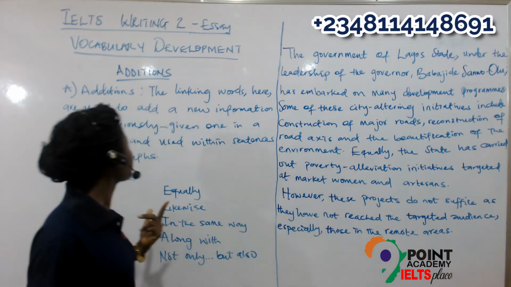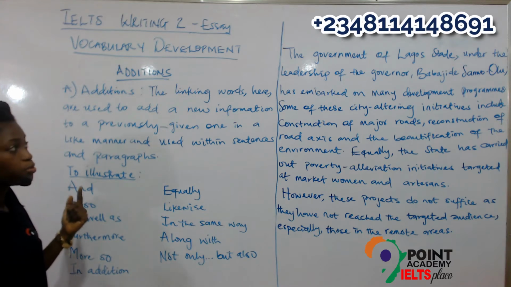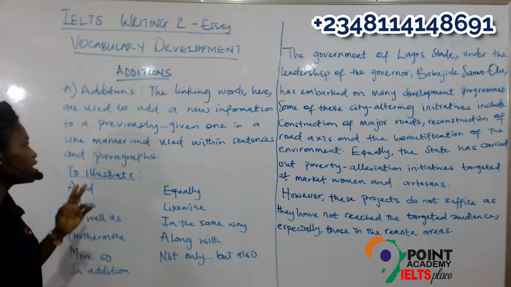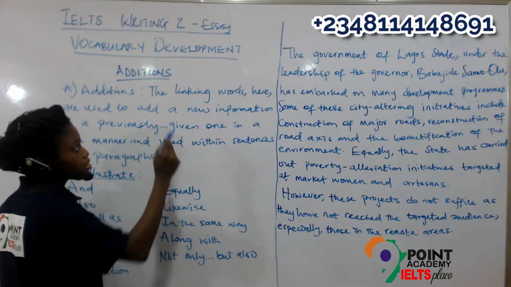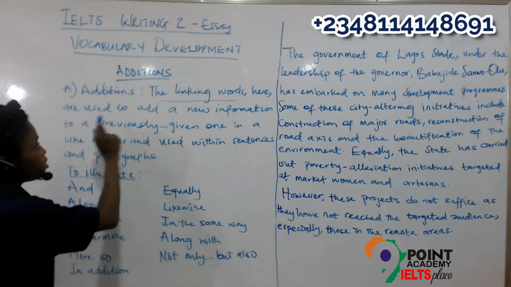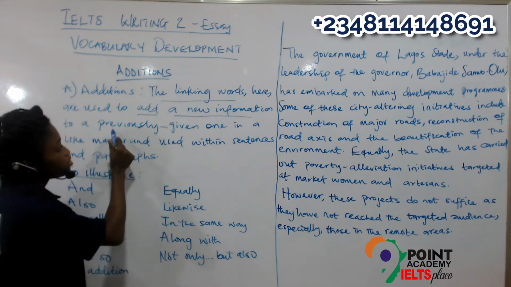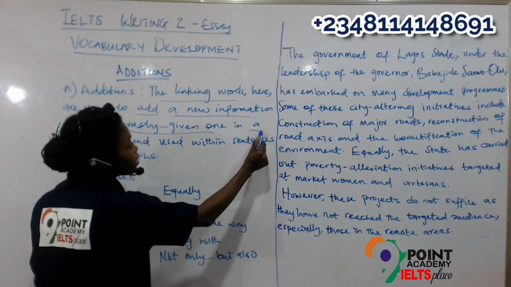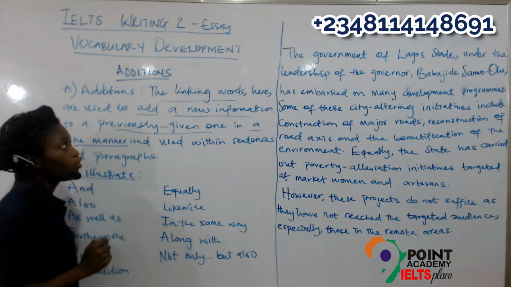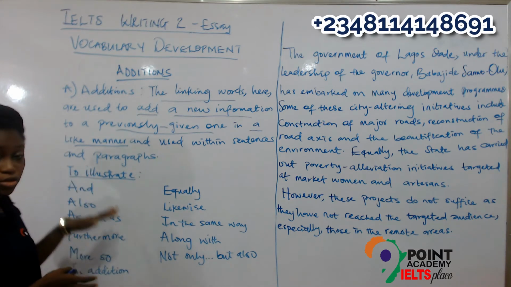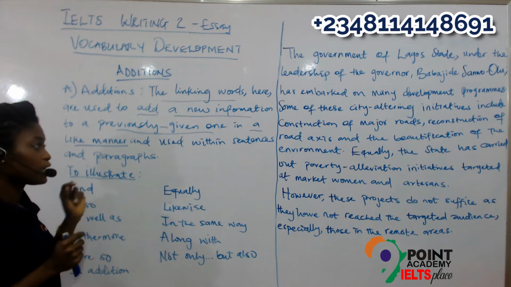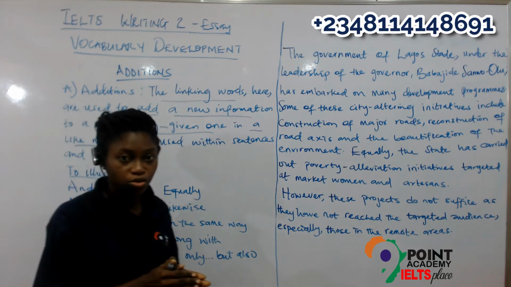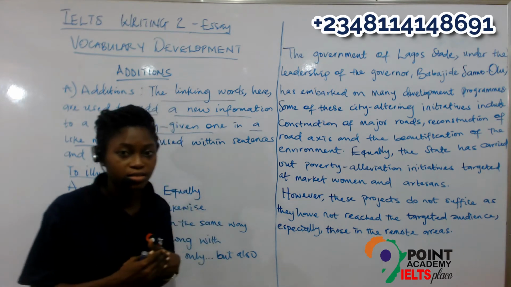Now, when you talk of additions, they are linking words that are used to add new information to a previously given one in a like manner, and used within sentences and paragraphs. Now, there are some words you need to note here. Let's start out with this phrase: linking words, then add new information, previously given one, in a like manner. Now, you use linking words for additions to add new information to the one you have before. In a like manner, that is, you are adding to the information you have before, not contrasting what you have before.